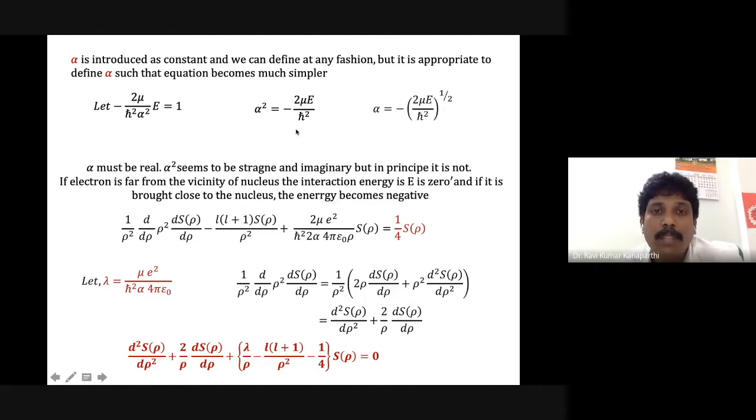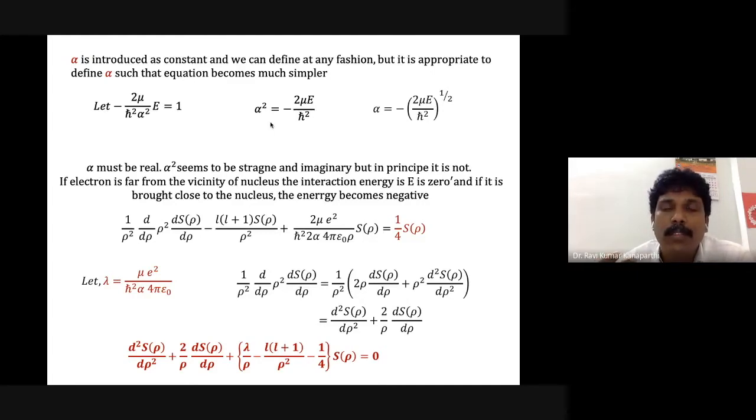Because when you square any quantity, it should definitely be a positive quantity, isn't it? When you take the square of any quantity it must be positive, but here it is a negative quantity. Why is it so? It is not very unusual. Just look at this: suppose the electron is much away from the nucleus, then its interaction energy, that is the potential energy, what will happen?